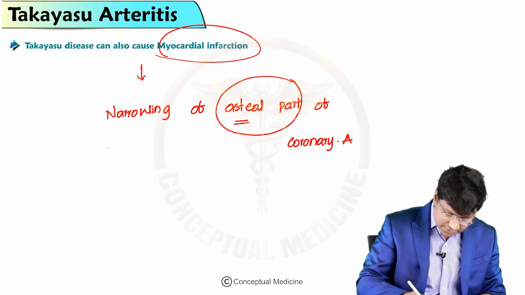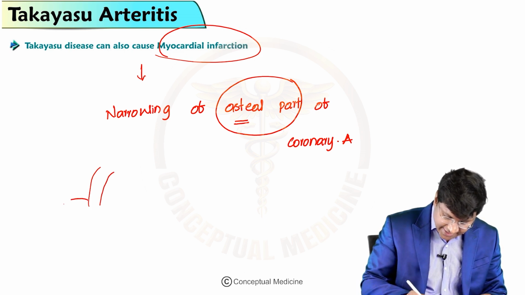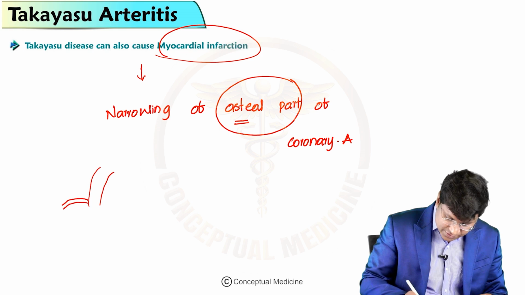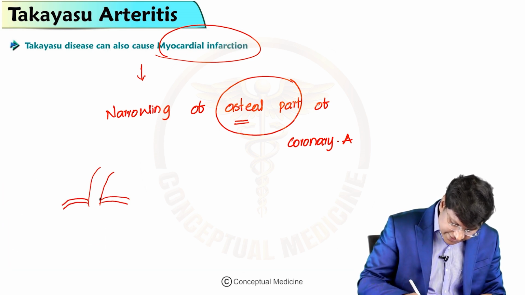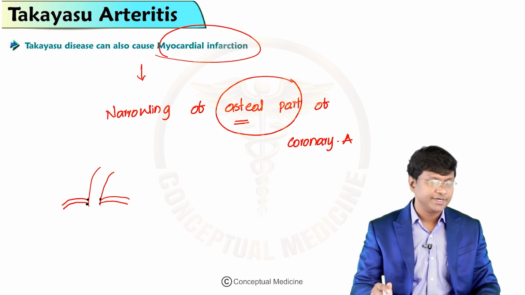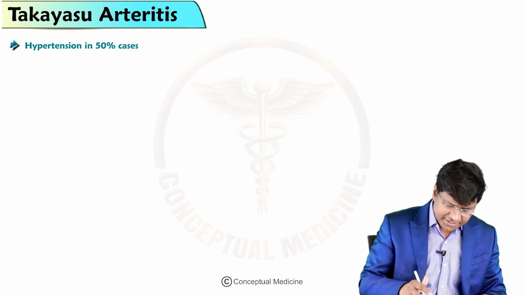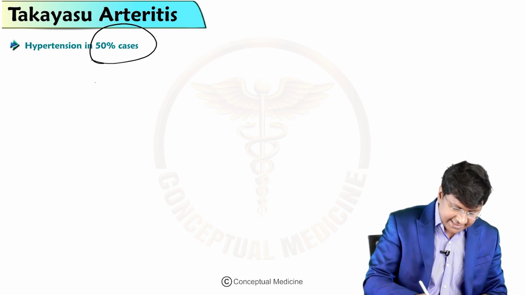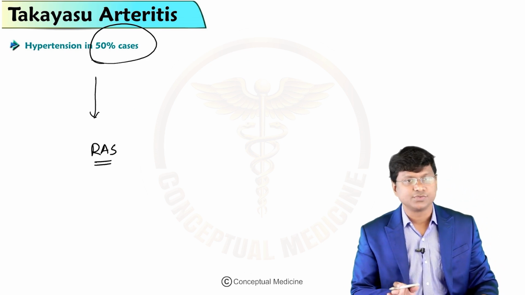For example, this will be your ascending aorta, and from the ascending aorta you have the right and left coronary arteries. And what is that ostia I am talking about? The origin. This will be your ostia. There will be ostial narrowing, because of which the blood supply to the myocardium will be reduced, and that will result in myocardial infarction. And hypertension is seen in almost 50% of cases, and that is due to narrowing of the renal artery, which we call renal artery stenosis.